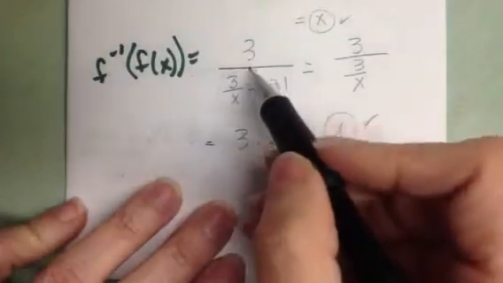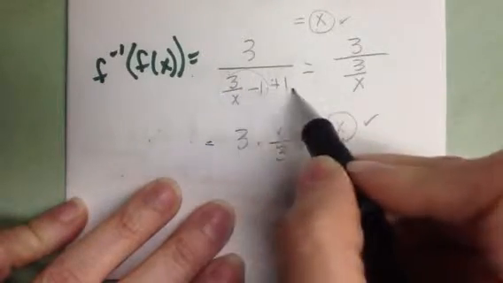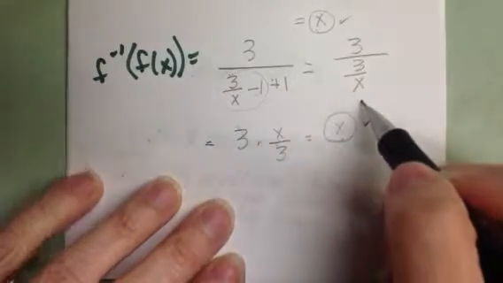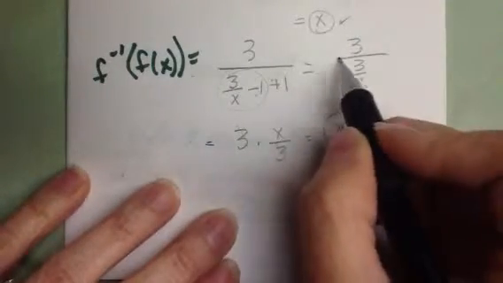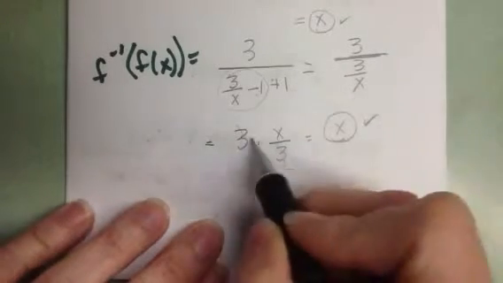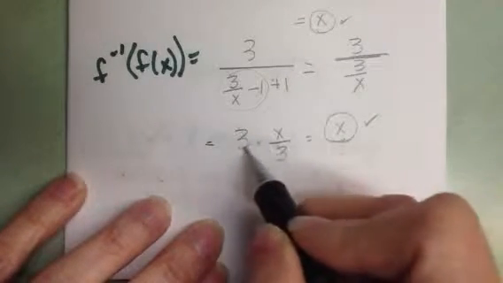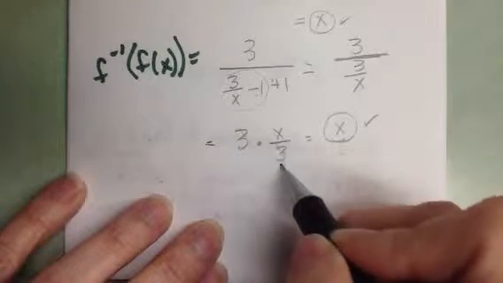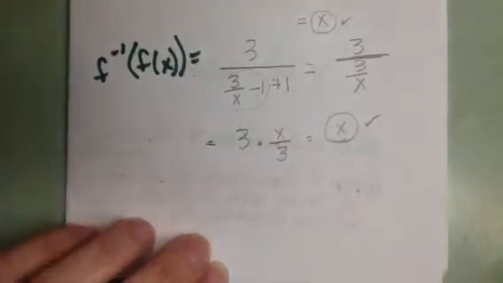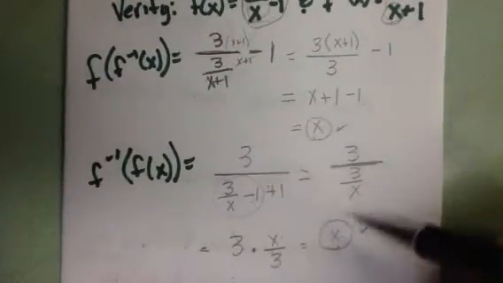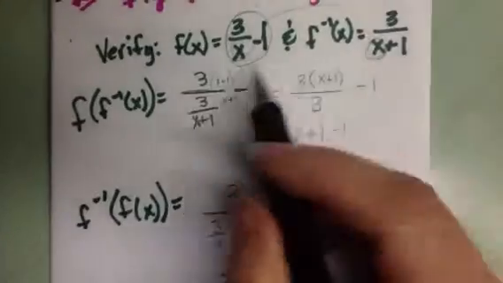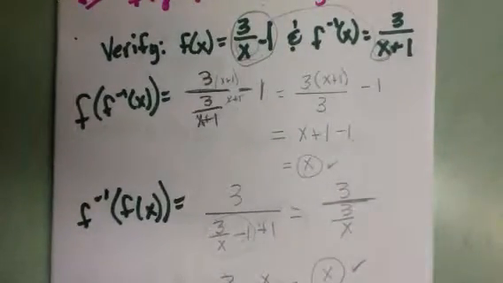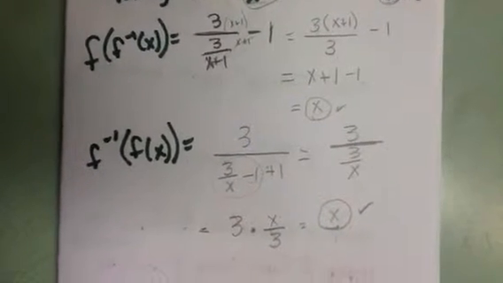Okay, so mathematically here, negative 1 plus 1 canceled each other out. So that left us with 3 over x. This is 3 divided by 3 over x. So to divide fractions, we change it to multiplication and flip the second one. So it's going to flip to x over 3. Our 3's cancel, and we just have x. So since both of these ended up being x, then we know that these are correct, that they are inverses of each other.